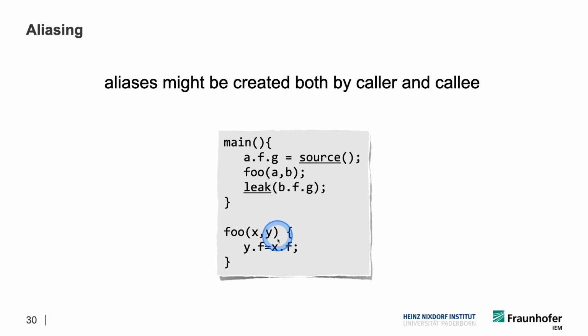But as the example shows, that is not really the case, because if you only analyze within main, then you cannot know that y.f here is actually assigned x.f, and therefore in this calling context, b.f is actually being assigned a.f, and therefore b.f.g is actually the same as a.f.g up here, and therefore the source can actually leak to this leak method here.